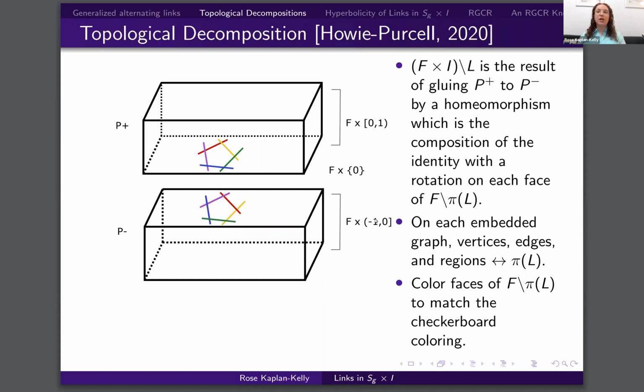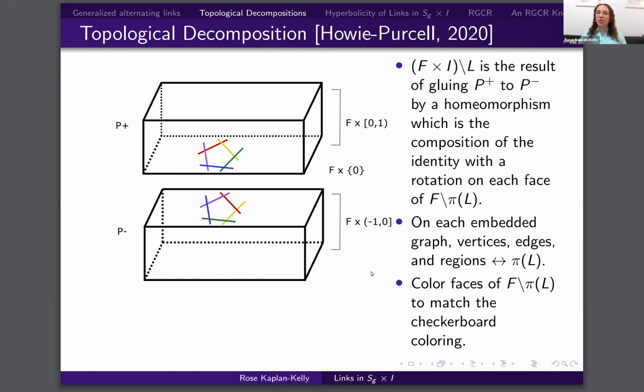To recover the full complement from this decomposition, what we do is we glue P plus to P minus by a homeomorphism, which is a composition of the identity with a rotation on each face of this boundary surface F with that diagram removed. So in this picture here, where we've zoomed in on one face, to recover that full complement, we glue P plus to P minus with a rotation, which you can see by this coloring on this face. We rotate this face and glue here.